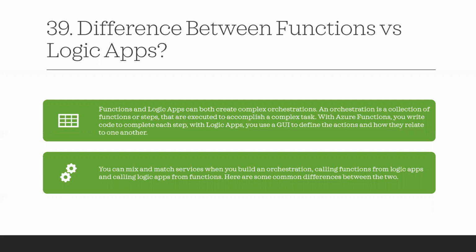Difference between Functions and Logic Apps. Functions and Logic Apps can both create complex orchestrations. An orchestration is a collection of functions or steps that are executed to accomplish a complex task. With Azure Functions, you write code to complete each step. With Logic Apps, you use a GUI to define the actions and how they relate to one another. You can mix and match services when you build an orchestration, calling functions from Logic Apps and calling Logic Apps from functions.